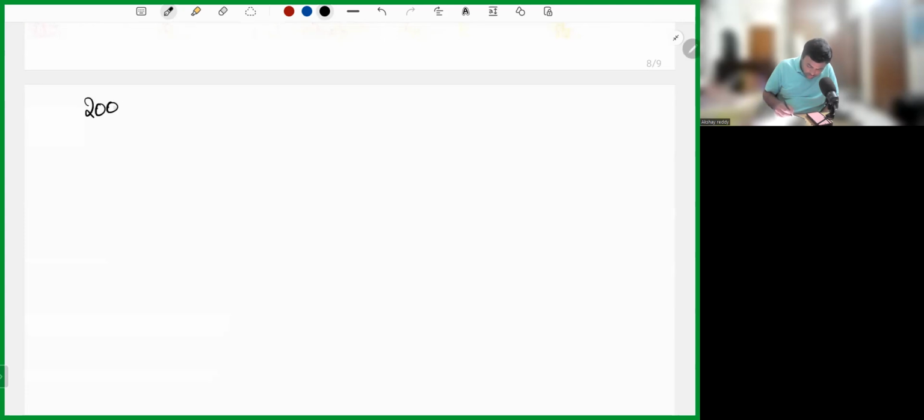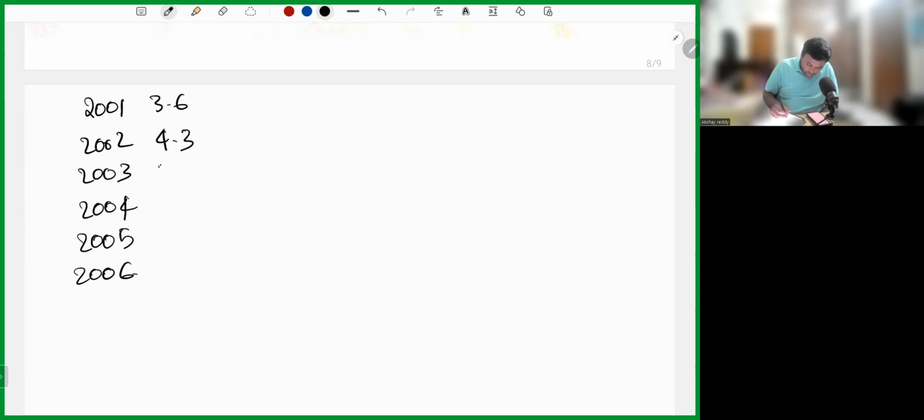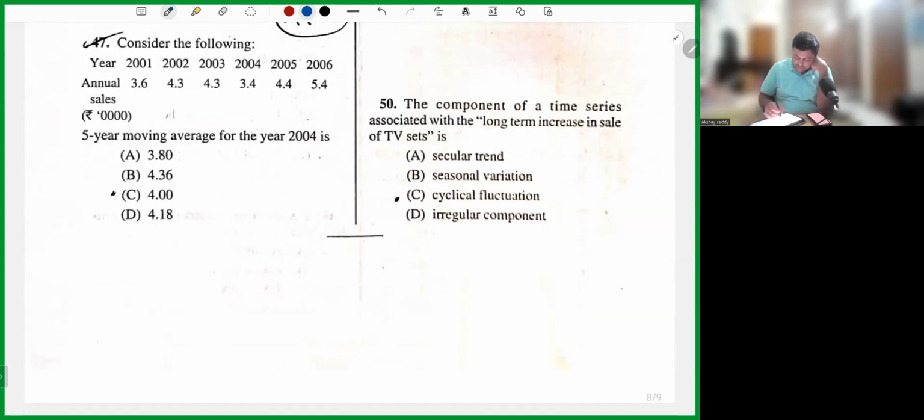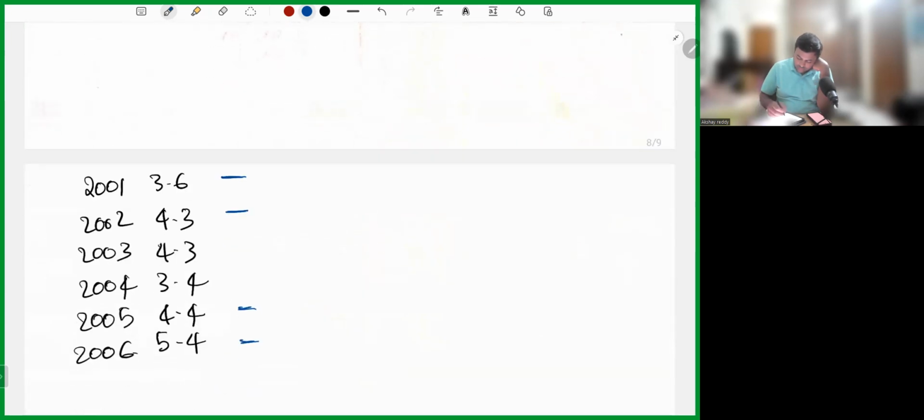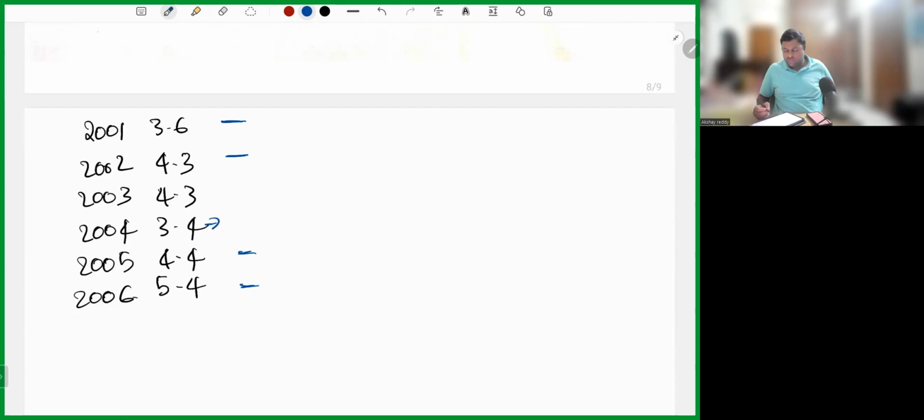Years 2001, 2, 3, 4, 5, 6, with values 3.6, 4.3, 4.3, 3.4, 4.4, 5.4. Do you remember, my dear friends, what I said in the class? For 3 years moving average, you'll skip first and last. For 5 years moving average, you'll skip first 2 and last 2. For which year is he asking? He's asking for year 2004, with respect to this year, the 5 years moving average.